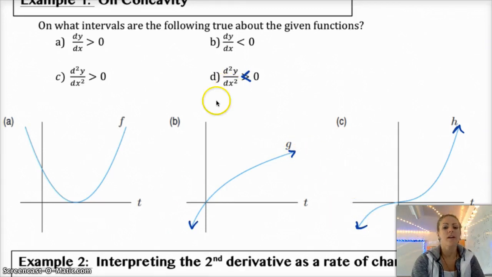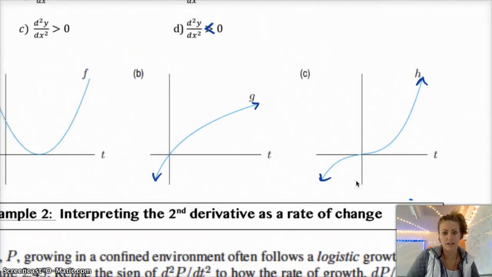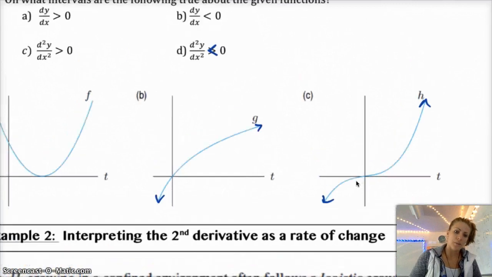floor. So in this particular function, dy dx is positive from negative infinity to positive infinity. There's no places where it's negative. The second derivative is always negative. So C, there's no answer. D, it's from negative infinity to positive infinity. C is the only one where it changes in concavity.